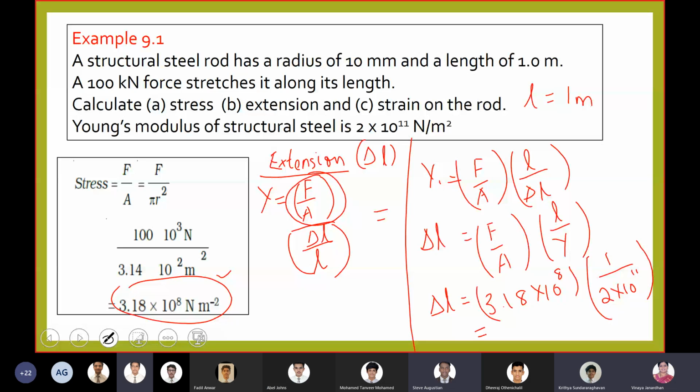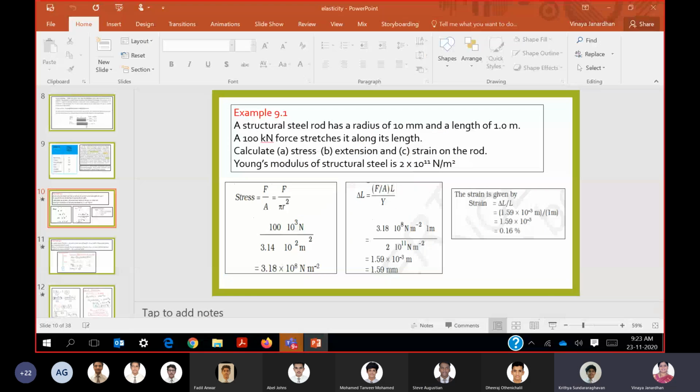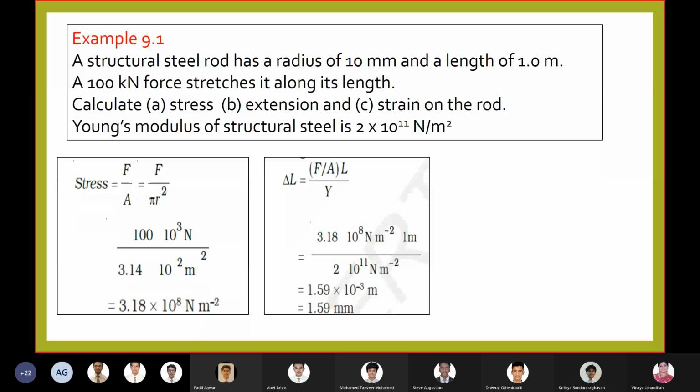Oh, 1 second. Shall I erase this? Okay. 1.59 into 10 to the power of minus 3 or minus 6, boss? Just check. Ma'am, it's minus 3. Okay, minus 3. Correct. You need not put this. This is not necessary. You can just put it as minus 3.